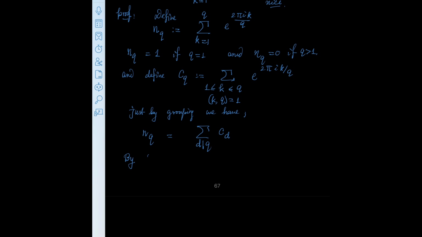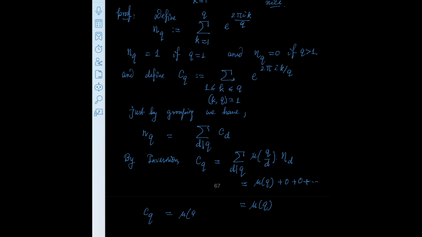So now again by Möbius inversion, C q is the sum over d divides q of mu of q by d times N of d. Nice. And we know that N of 1 is 1 and otherwise it is 0. So it only survives when d equal to 1, and otherwise this is 0. So C q is mu q. That means C q is actually the Möbius function itself.